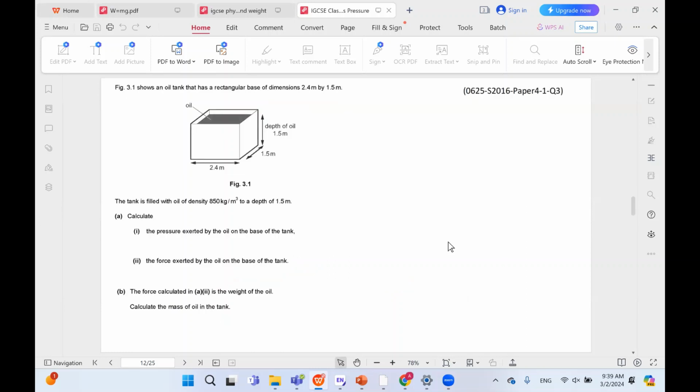Figure 3 shows an oil tank that has a rectangular base of dimensions 2.4 by 1.5. The tank is filled with oil of density 850 kilograms per meter cube to a depth of 1.5 meters. Calculate the pressure exerted by the oil on the base of the tank. So of course here we are given dimensions of the base. So in order to find the pressure, we can either use rho GH or F over A. So we have two rules for pressure. P equals rho GH and P equals F over A. Sometimes questions will require you to use both rules at the same time. This is one of these questions here.